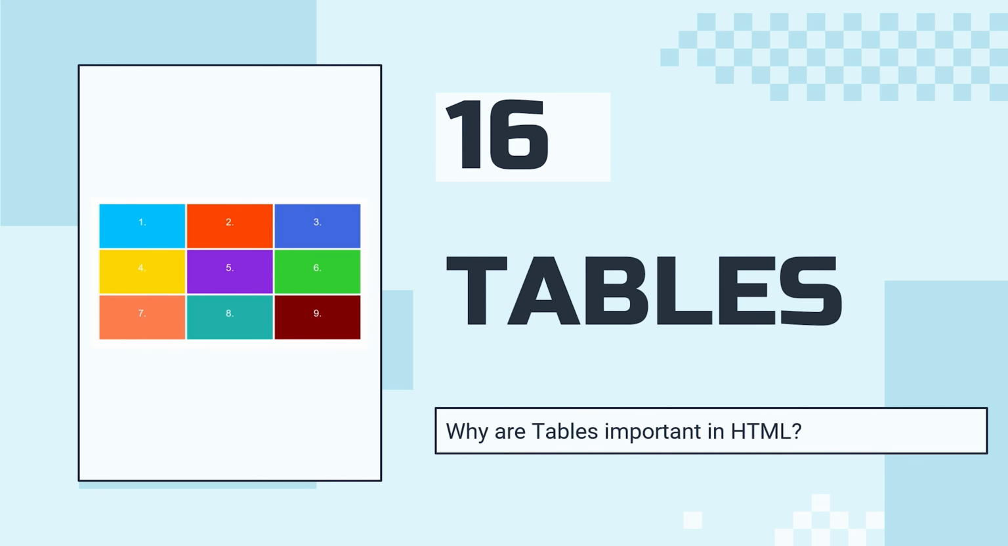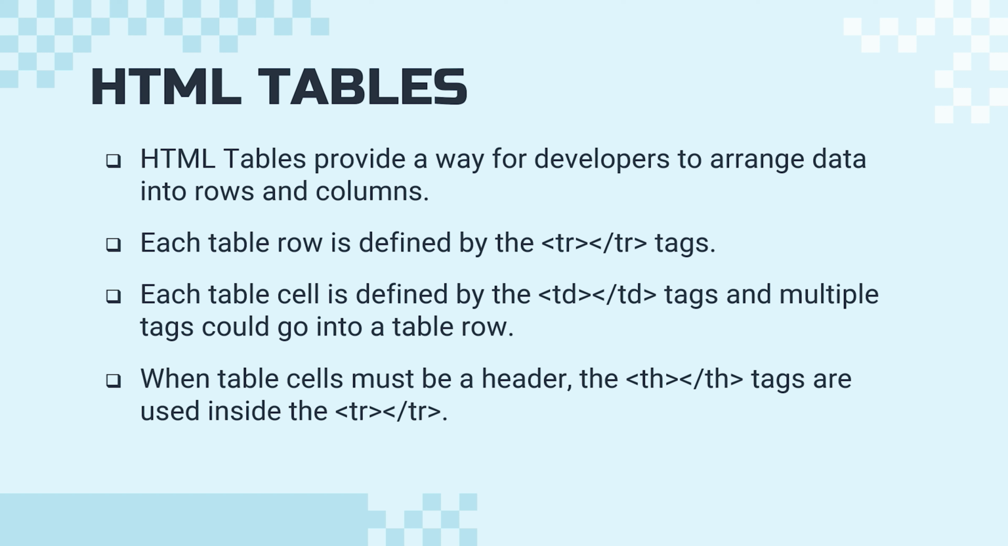Now let's get into this video. HTML tables provide a way for developers to arrange data into rows and columns. So HTML tables are basically made of cells that are in columns, and multiple columns go within a row. Each table row is defined by the tr tags. Each table cell is defined by the td tags, and multiple tags could go into a table row. As I said, multiple columns go into one row.